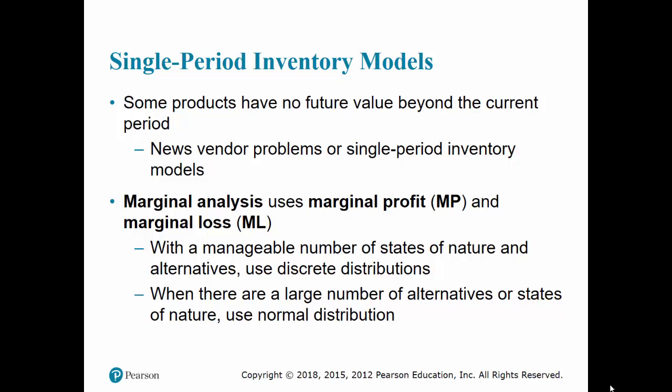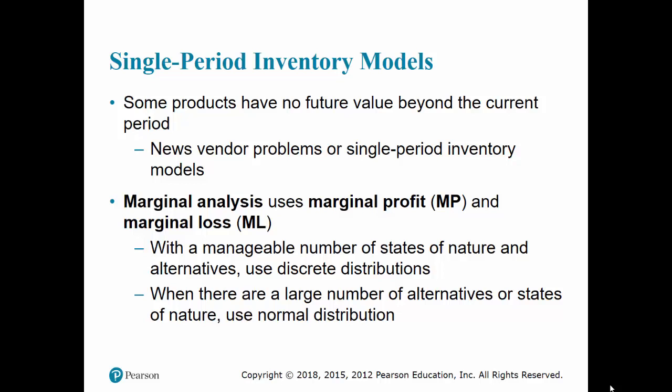Marginal profit will be the profit margin: the price at which you will be selling the product, minus the cost of the product. The difference is the value of adding one additional unit to the stock. The marginal loss is what you lose if you end up not being able to sell that product. The loss will be the cost of the item that you stocked minus any salvage value. If the salvage value is 0, then the cost of the item is the loss. That's your marginal loss.